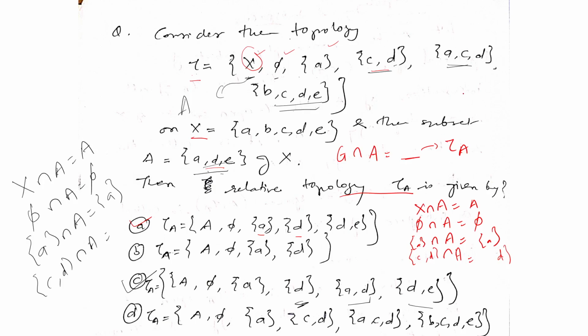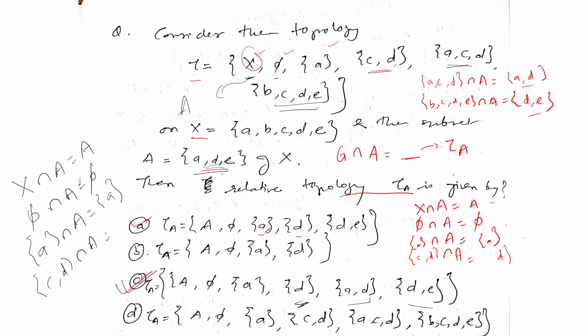I hope it is clear. Now similarly, when you consider the next one, that is ACD, and its intersection with A, then what will you get? It will be A comma D, right? Now the last one, that is BCDE, and its intersection with A, that will give you, A is here ADE, and here it is BCDE. So you will get D comma E, right? So these sets are in which option? This, right? So this will form the relative topology on A.